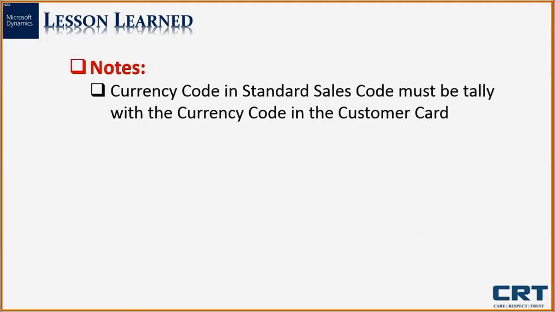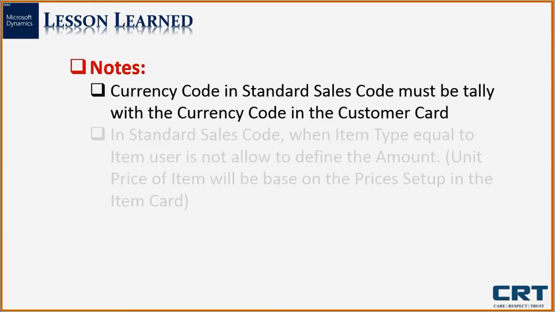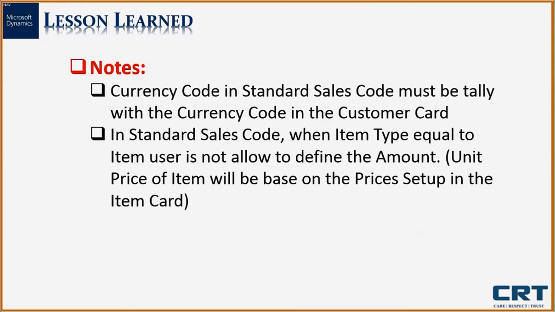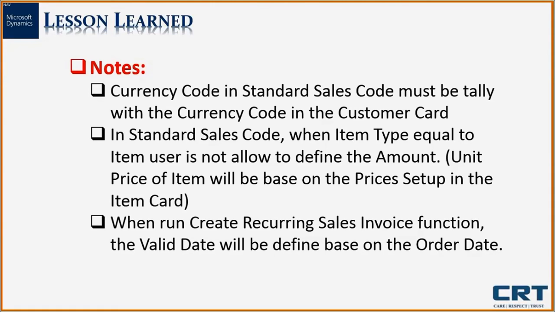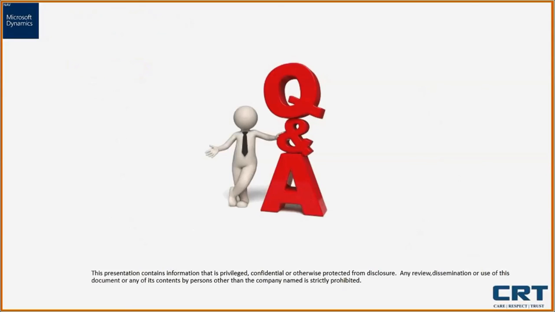Other than that, we also have to take note that the currency code in the standard sales code must tally with the currency code in the customer card. Besides that, in the standard sales code, when the type equals item, the user is not allowed to define the amount, because the unit price of the item will be based on the pricing setup in the item card. Last, when we run the Create Recurring Sales Invoice function, the valid date will be defined based on the order date. So that's all for our webinar today.